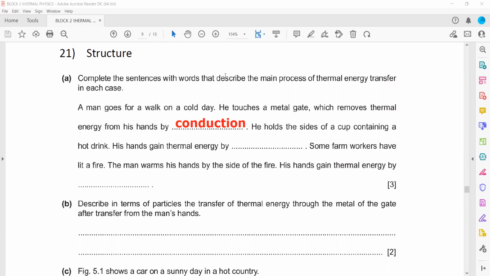Then he holds the side of a cup containing a hot drink. His hand gains thermal energy. So how will his hand gain the thermal energy from the sides of the cup? Again, it is in contact. Whenever two objects are in contact with each other, that is also conduction.